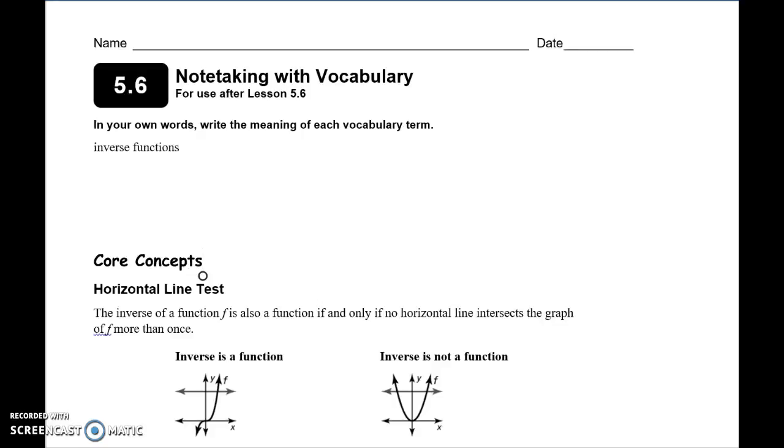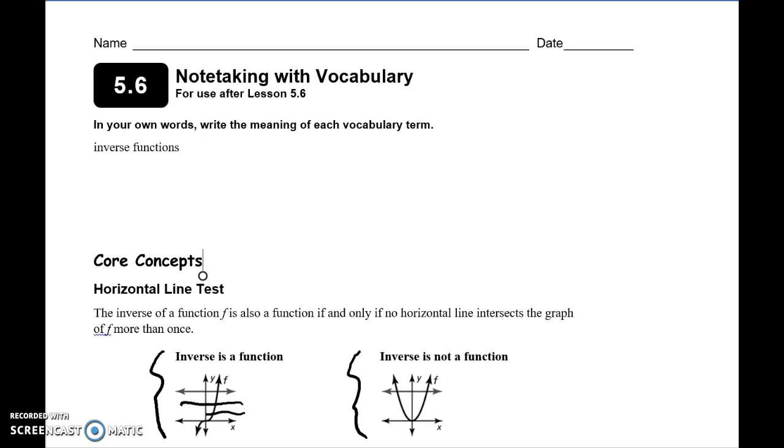Go to page 150 of your journal and get the definition for inverse functions. Copy that from the side. Then take a look at the horizontal line test. We can see here it's very similar to the vertical line test, except obviously we will be drawing horizontal lines instead of vertical lines. When the inverse is a function, it passes the horizontal line test.